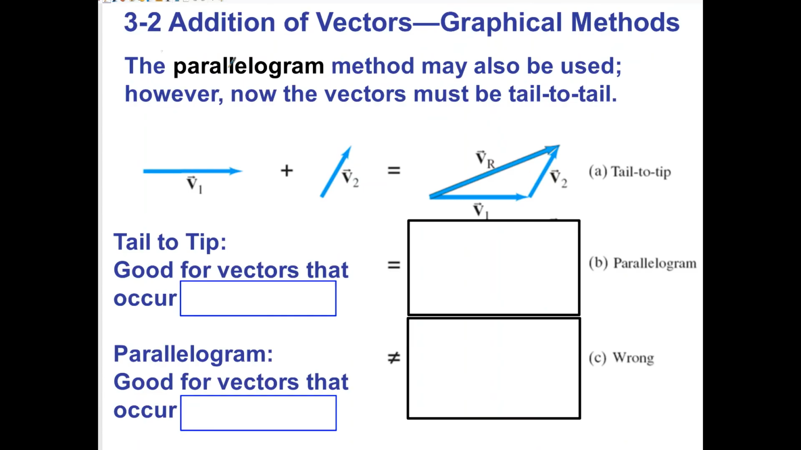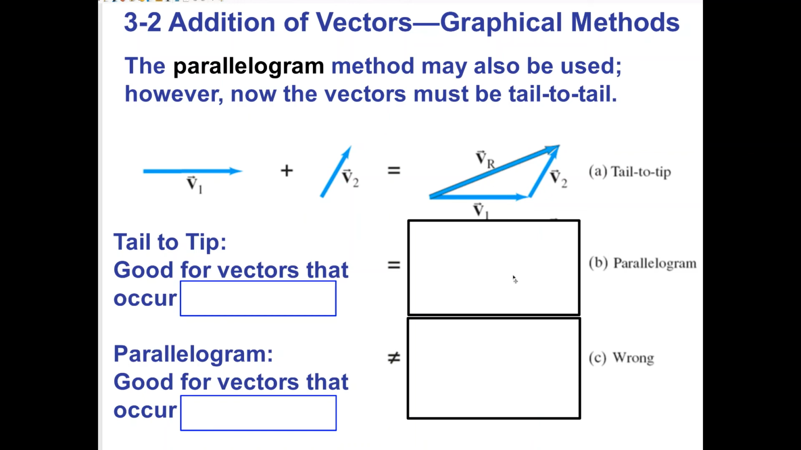Let's go ahead and finish up our discussion on section 3.2 by looking at an alternate method of vector addition, something called the parallelogram method. Here we place the vectors tail to tail instead of tail to tip. Let's do a quick review. If I wanted to add V1 to V2 via the tail to tip method, I take the tail of V2, place it on the tip of V1, and then construct a resultant from the beginning to the end of that sequence, as this diagram shows.